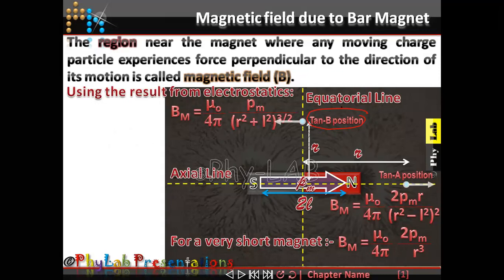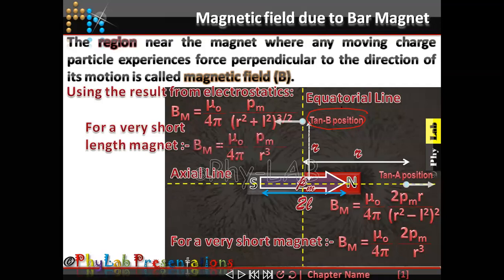Now, for a very short bar magnet, the same result will be there, approximated. So Bm will be equal to mu naught upon 4 pi, pm upon r cube. So students, you should take care about the formula for the magnetic field of bar magnets, and also be ready for answering numerical problems based on it.